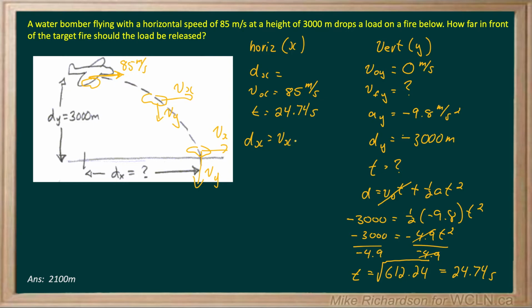Very simple. There's only one equation horizontally. dx is vx times time. I know my horizontal velocity never changes. My time is now 24.74 seconds to hit the water, or to hit the ground in this case, or the fire. And we work that out and we get 2103 meters. And if you round off to the right number of sig figs, 2100 meters. 2.1 kilometers away. You have to release that water.